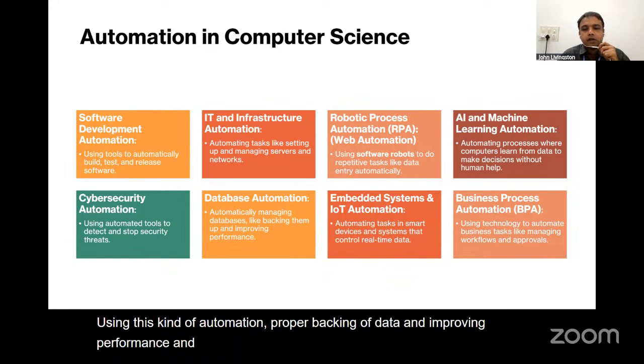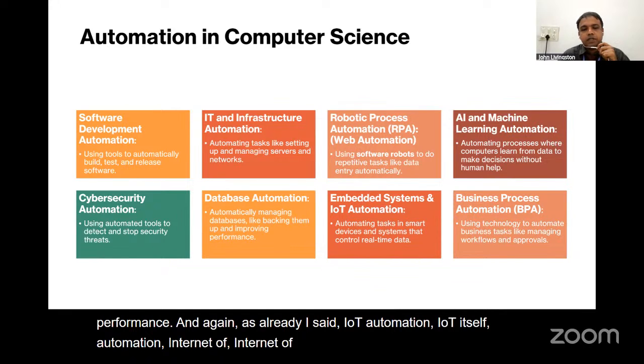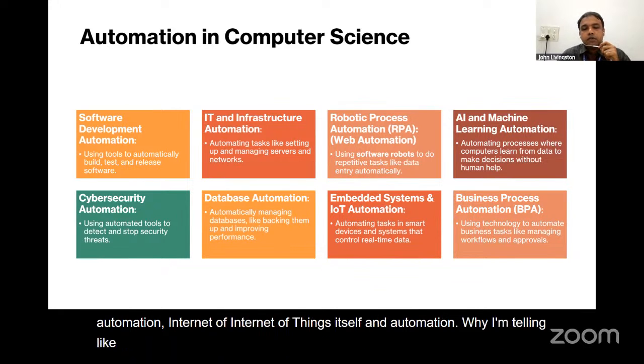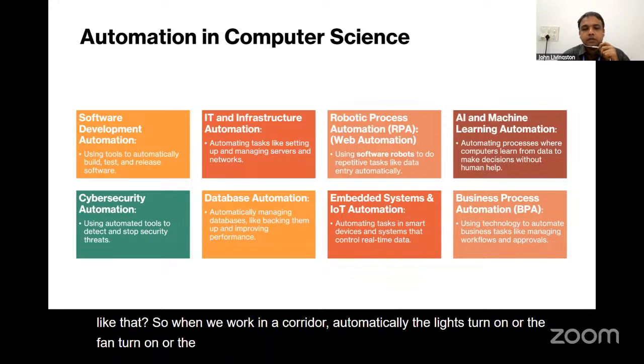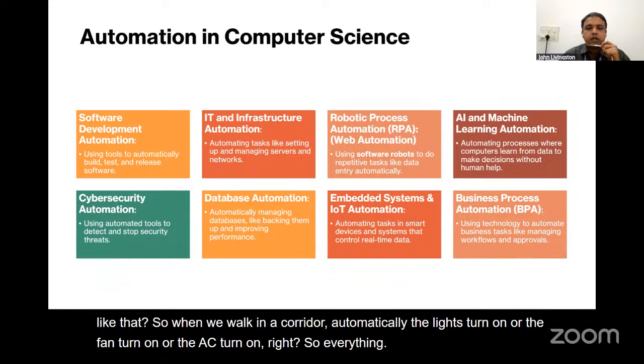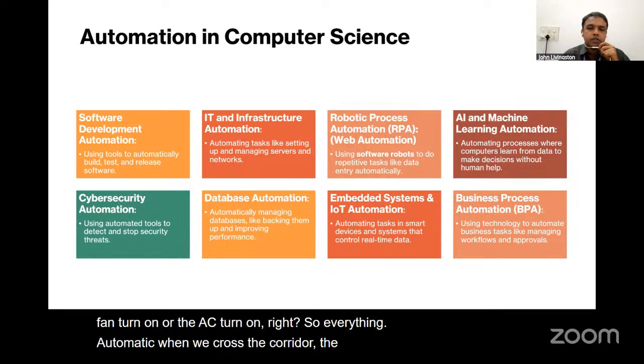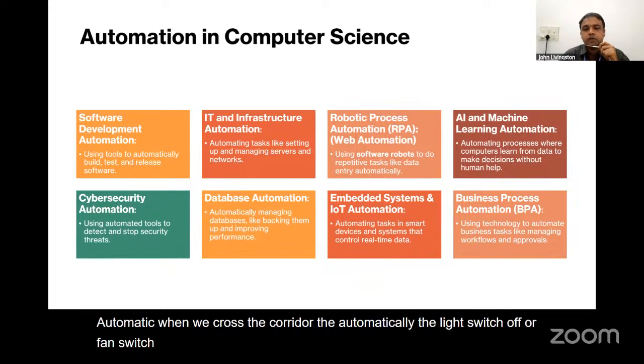And again, as I already said, IoT automation. IoT itself, Internet of Things itself, and automation. Why am I telling like that? When we walk in a corridor, automatically the lights turn on, or the fan turns on, or the AC turns on, right? So everything is automatic. When we cross the corridor, automatically the light switches off, or the fan switches off, or the AC switches off. So again, the word automatic, doing by its own, isn't it?